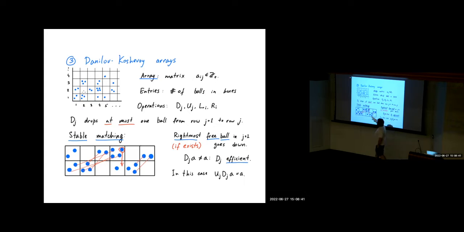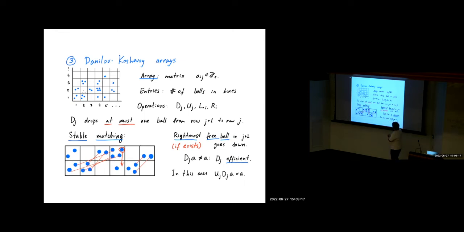In this case, this is the rightmost free ball, and it goes. Okay, so this is the result of the operation dj, and sometimes this ball may not exist. So if all the balls in the top row are matched with someone downstairs, this means that my operation just acts trivially. dj a will be equal to a, so it doesn't change the average.